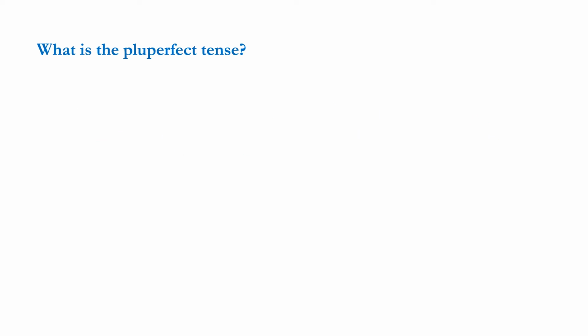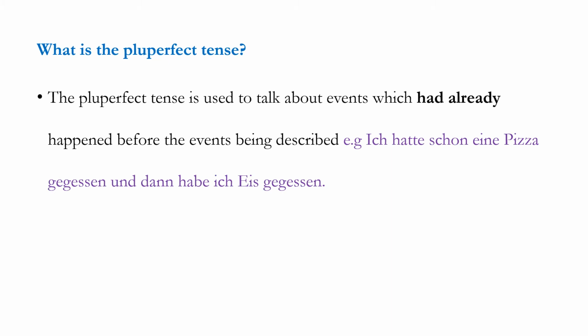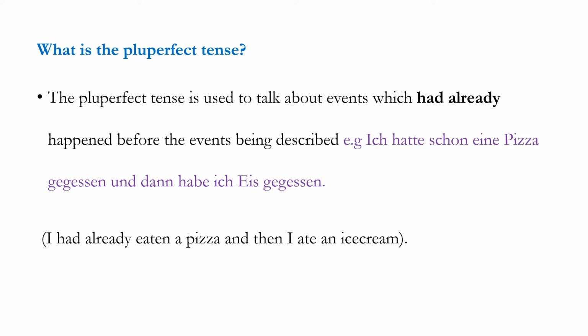So, what is the pluperfect tense? Well, the pluperfect tense is used to talk about events which had already happened before the events being described. For instance, ich hatte schon eine Pizza gegessen und dann habe ich Eis gegessen. Here we can see the pluperfect tense followed by the perfect tense. How would you translate that sentence? Have a think and maybe pause the video. You translate that sentence in the following way. I had already eaten a pizza and then I ate an ice cream. The key word there, schon, meaning already.